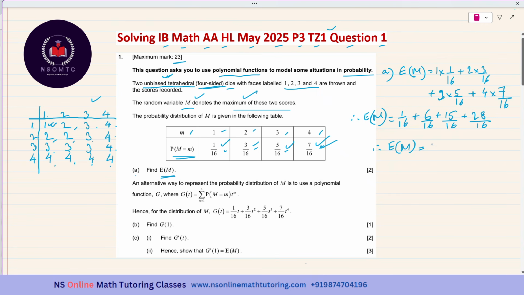So this is equal to 50 over 16, which is equal to 25 over 8. You can give the expected value as 25 over 8, or you can give the equivalent decimal approximate answer, but I am keeping it this way.